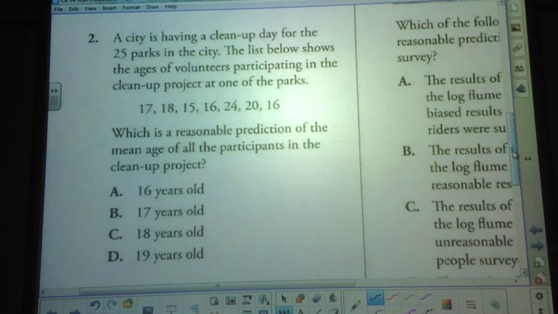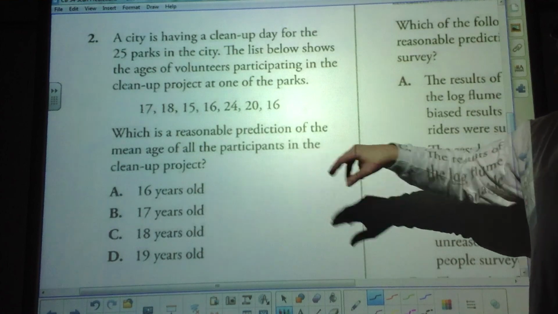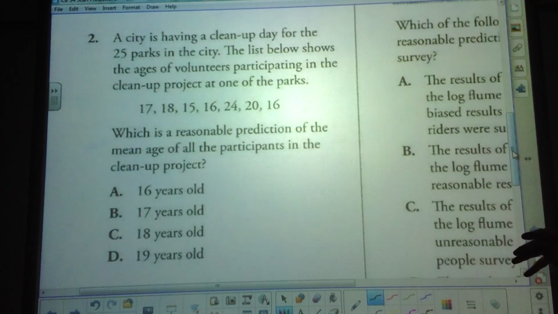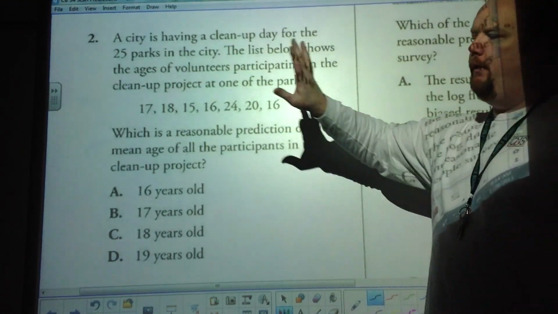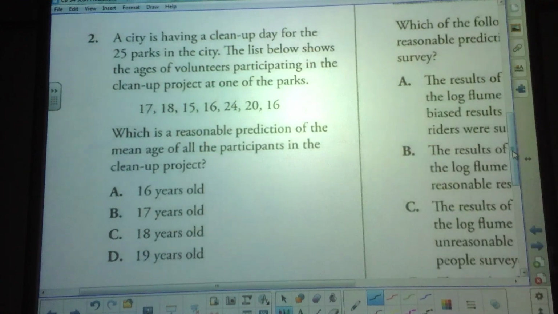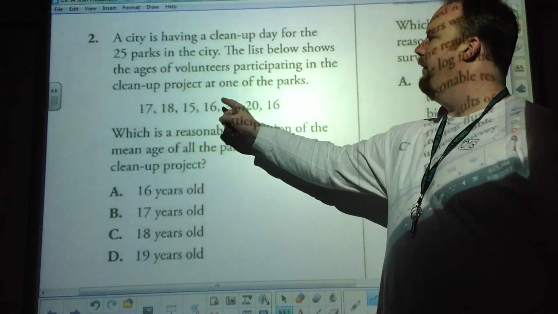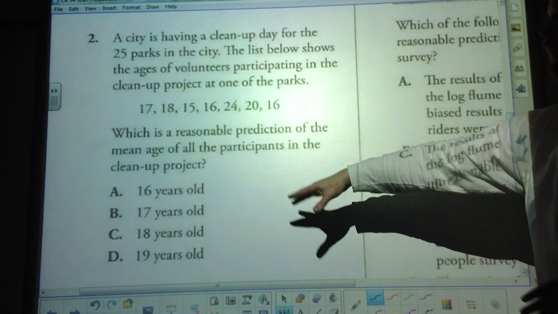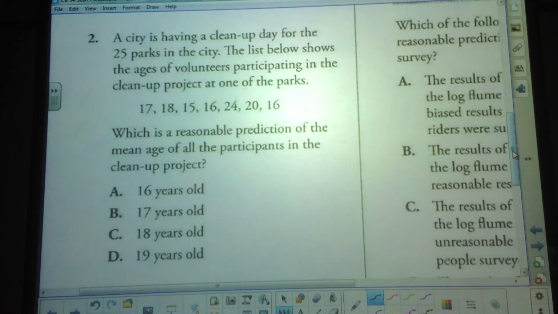A city is having a cleanup day for the 25 parks in the city. The list below shows the ages of volunteers participating in the cleanup project at one of the parks. So we got all these different ages. Which is a reasonable prediction of the mean age of all the participants in the cleanup project? I'm not going to work this one out. You're going to do this one the same way. You're going to add those up, divide by 1, 2, 3, 4, 5, 6, 7. Whichever one's closest is the one you're going to choose.